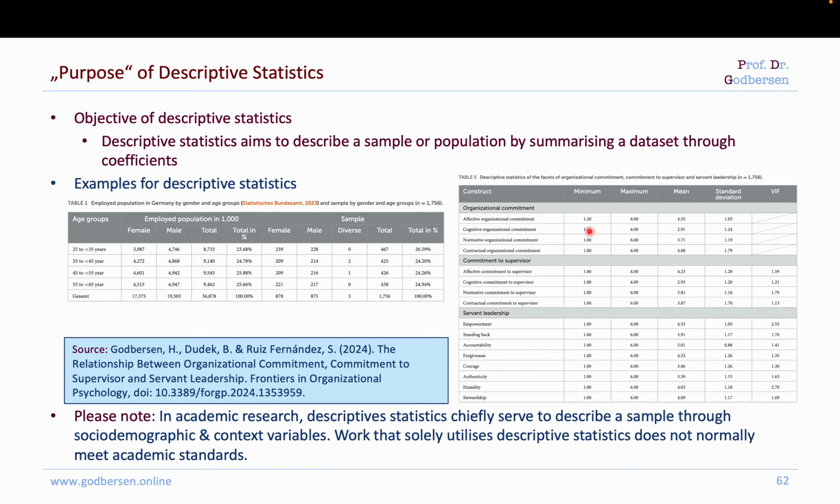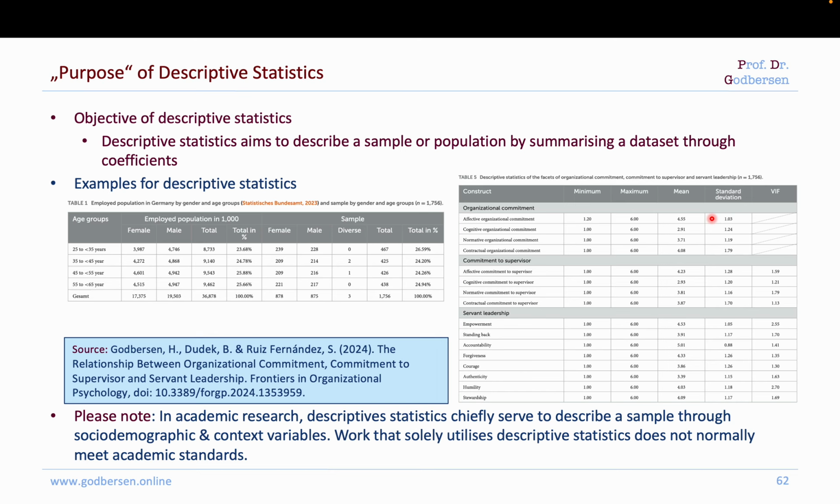Furthermore, just to give the reader an understanding of what level our measured constructs were at, we described our measured constructs. For organizational commitment, the 4 facets, same for commitment to supervisor, and then for the facets of servant leadership. We reported the minimum value, the maximum value, the arithmetic mean, and the standard deviation.